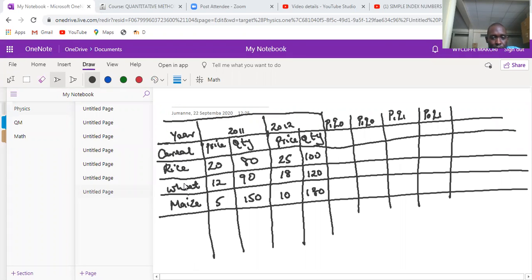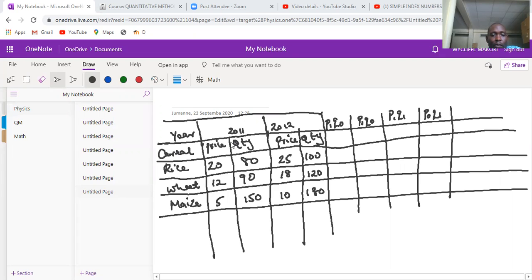So we have an illustration here that is actually in your notes, and I want to demonstrate how it was calculated. You are given a businessman who is operating a cereal shop in which he sells rice, wheat, and maize. Those are the cereals he sells. Then you have been given the year 2011, the price for those commodities, and the quantity that was demanded in that particular year for each and every item.